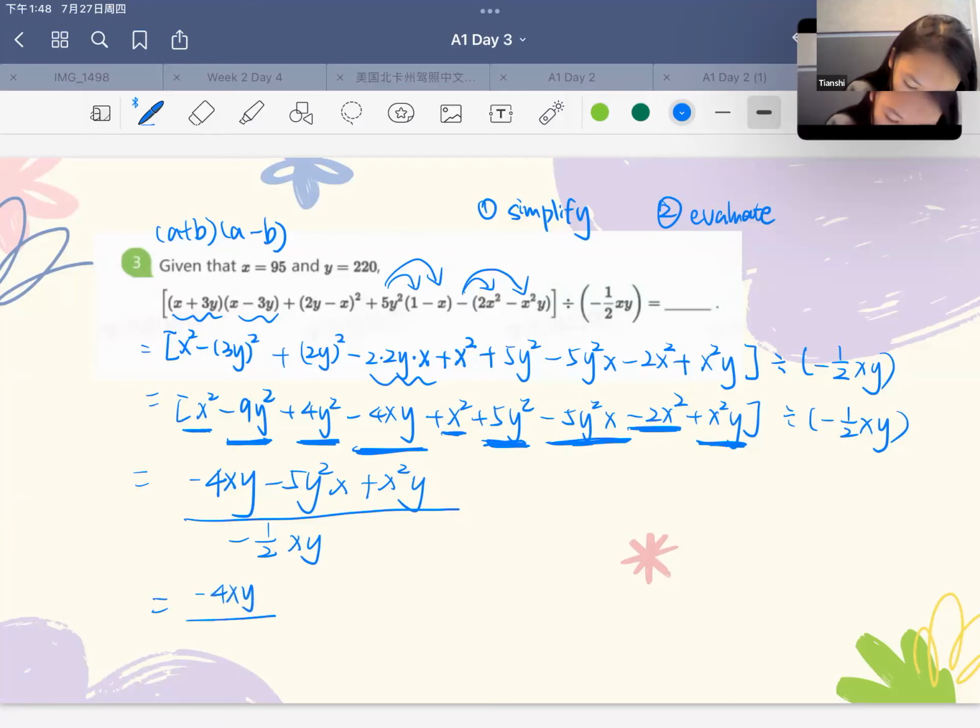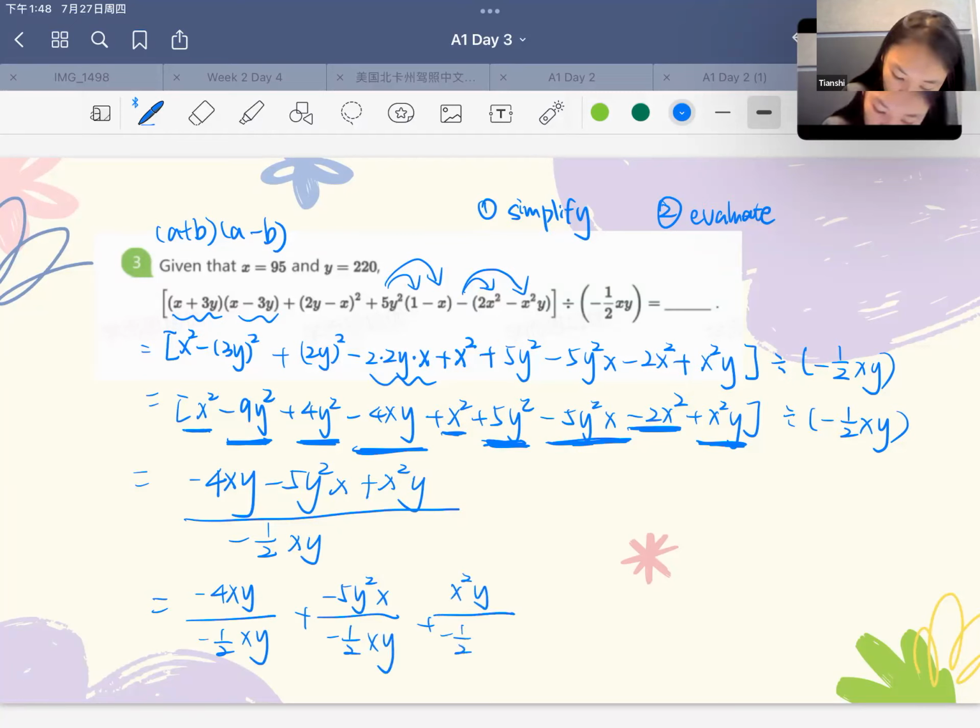So the first term, negative 1 over 2 xy, and the second term we have plus negative 5 y squared x, and then negative 1 over 2 xy, and the last term x squared y divided by negative 1 over 2 xy. So the first term, 4 over 1/2, equals 8. And what about the second term? Negative 5 divided by negative 1/2 equals 10. And the x and x cancel each other.